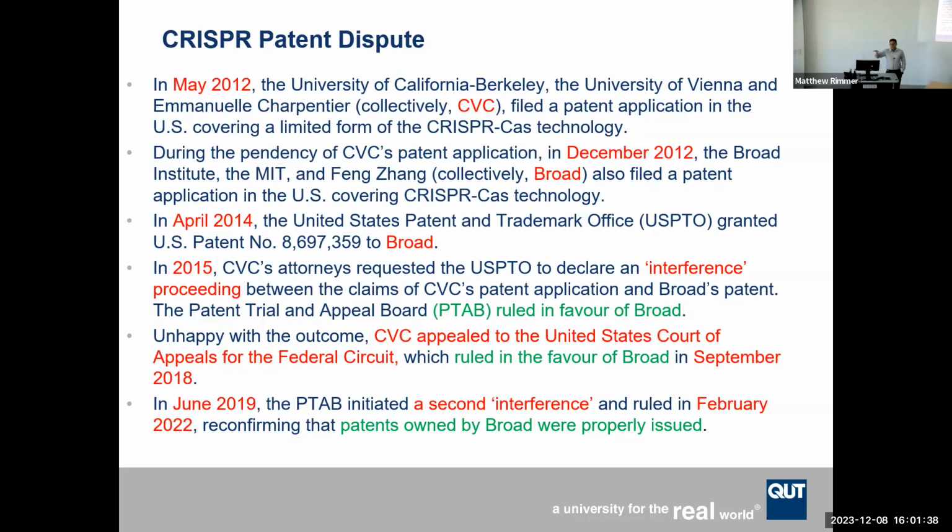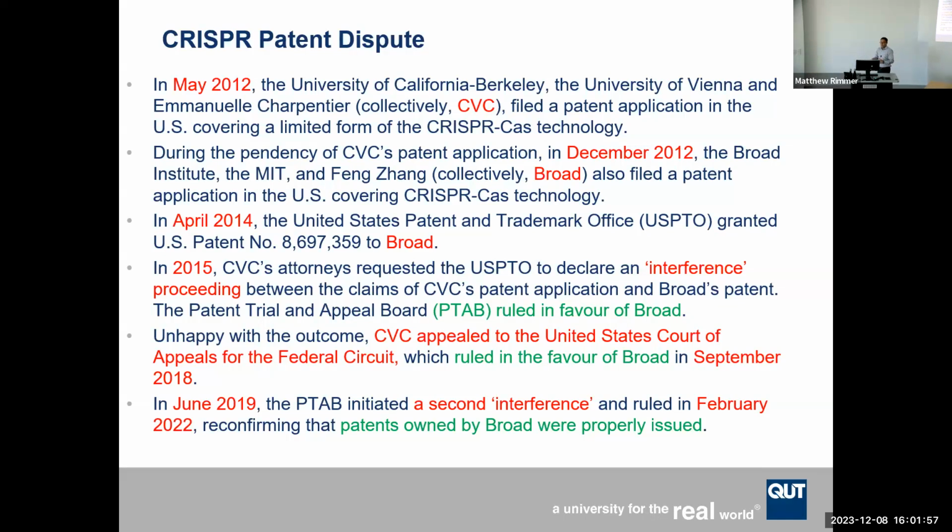Now, the current patent system is based on first to file. The applicant who makes the first application will get the patent, and the others will be out of the race. But this is different from old times, when the United States had the system of first to invent.